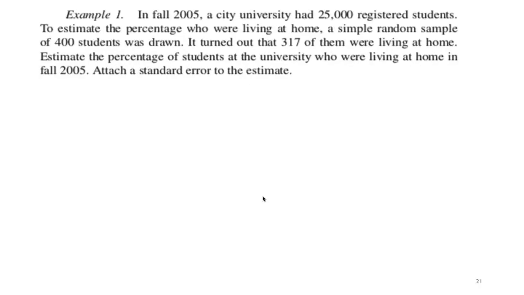Okay, so here's another example. Say that some university had about 25,000 students. We want to estimate the percent of people who live at home. So we do a simple random sample of 400 students, and we've surveyed them. It turns out that of those who were surveyed, 317 of them live at home. We want to use this information to estimate the percentage of students at the university who are living at home. So this is kind of a standard problem in polling, right?